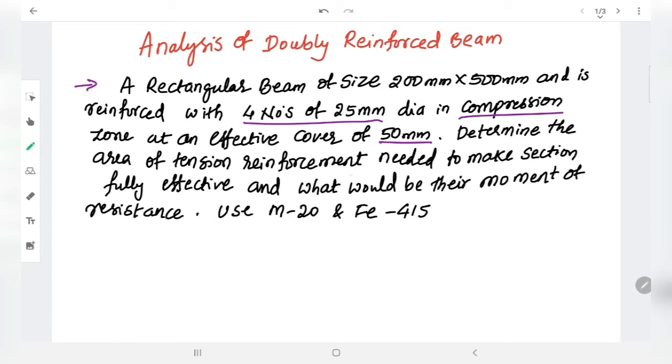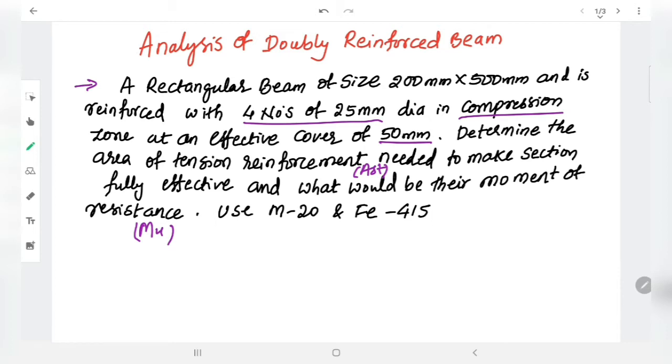Determine the area of tension reinforcement needed to make the section fully effective. You need to find the value of AST and the moment of resistance. That is nothing but Mu that needs to be calculated. This is the area of tension reinforcement, AST, that needs to be calculated here.